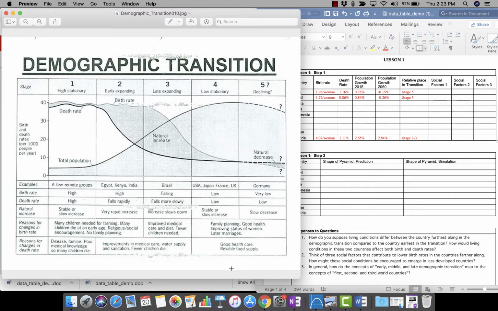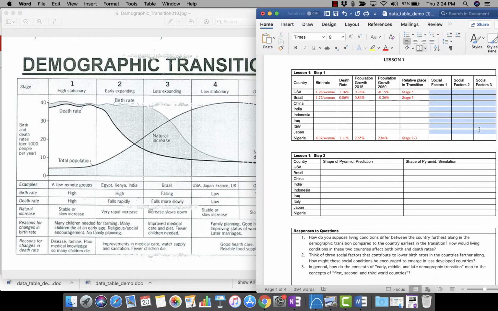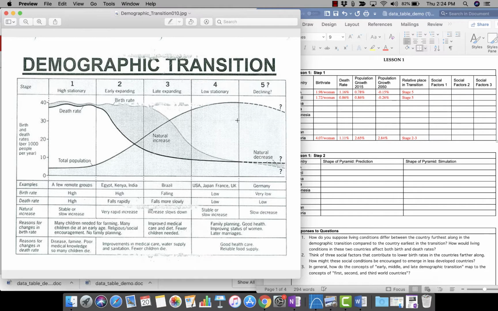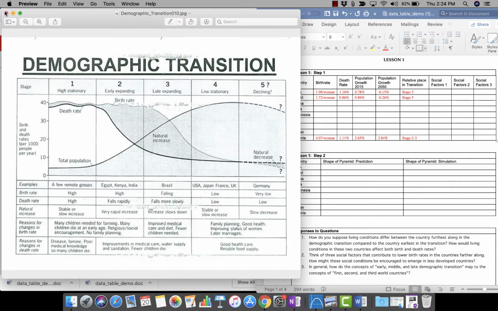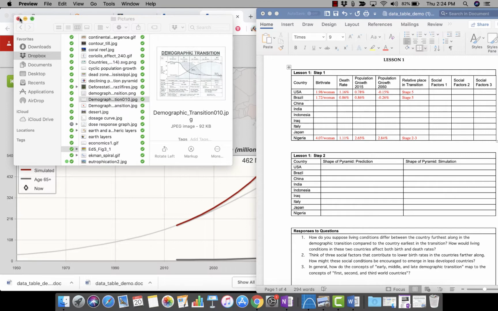And I like this image. I'm going to leave it up here for a second in case you want to take a screenshot of it, because it kind of shows what's going on in each stage of the demographic transition. Okay. And the reasons for that, social factors, might help you fill out this part of the table. If you look at this image, these social factors might help you figure out what's causing that. Okay. And then let's go back to the lab.